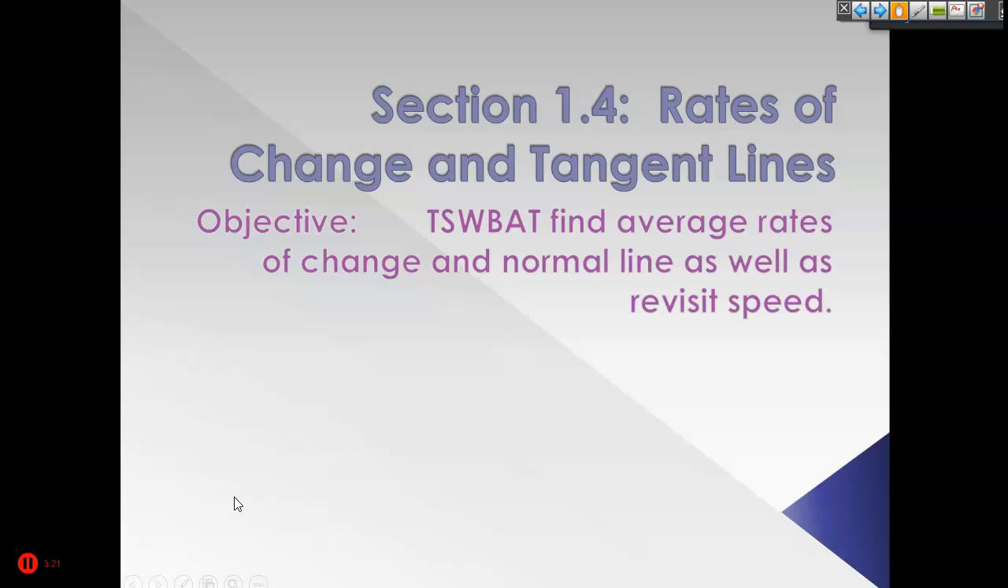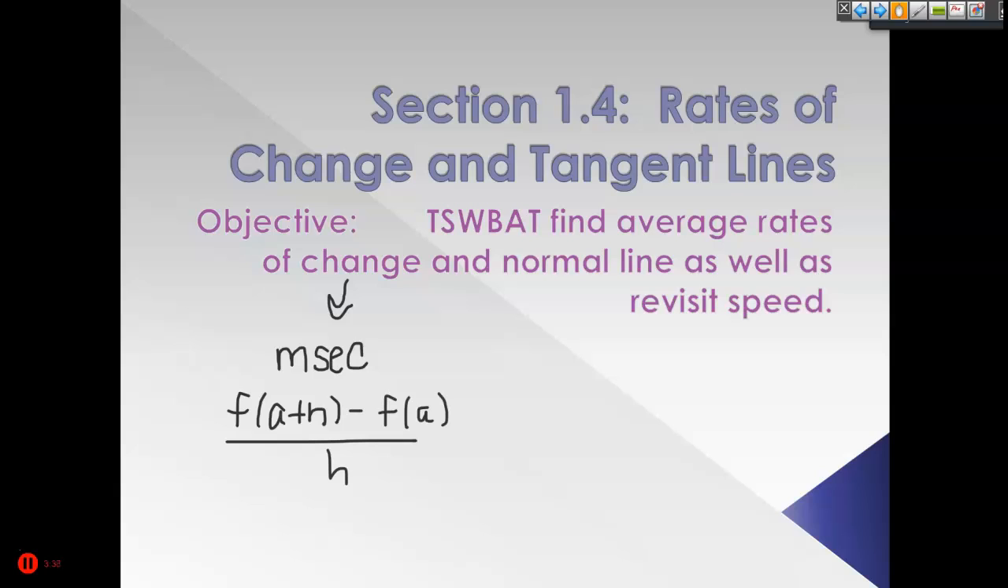Okay, so today is the second part of rates of change and tangent lines. We're still looking at average rates of change. So again, the average rate of change is the slope of the secant. That's f of a plus h minus f of a all over h, or old school y2 minus y1 over x2 minus x1. And then the tangent is the limit of that. And the normal line is what we're going to introduce today.